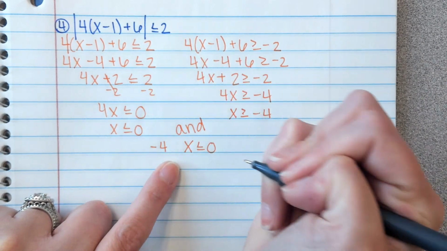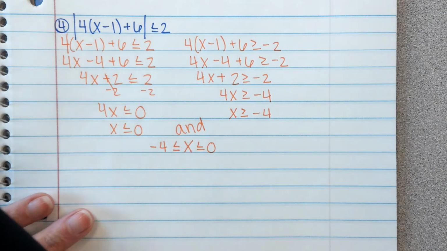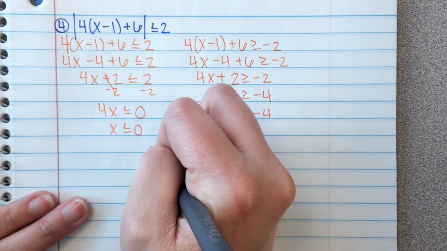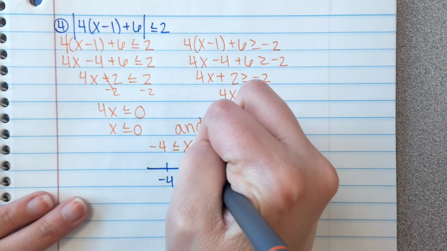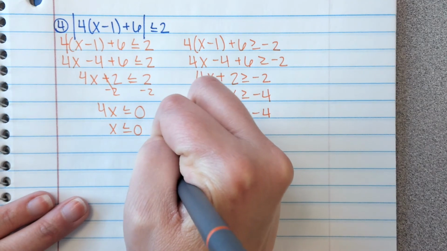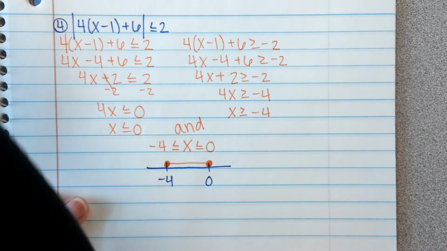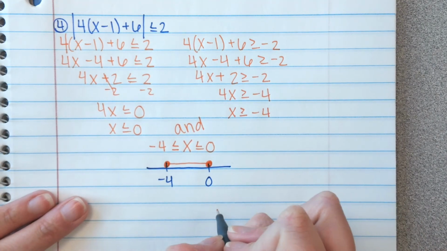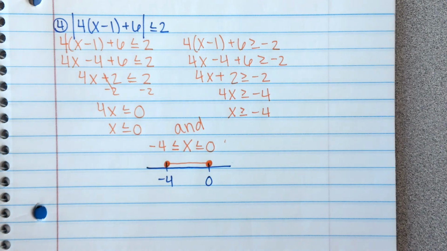So -4 goes on this other side, and the arrow points at -4. Then I can put that on a number line. And again, if it's easier for you, you can make the number line first. We have closed circles on both. Our solutions are in the middle. Then we can make our interval notation. Or you could have made your interval notation up here, however you want to do it.